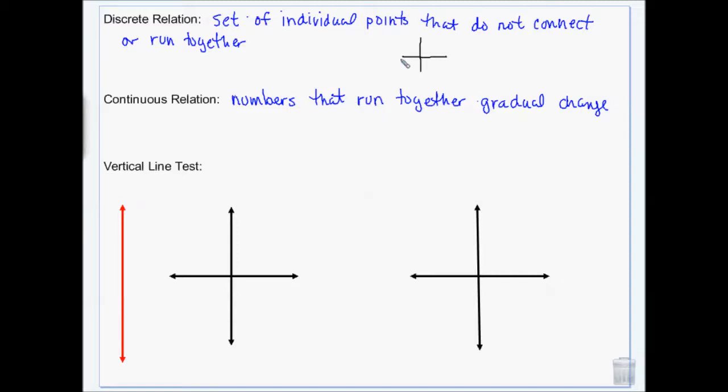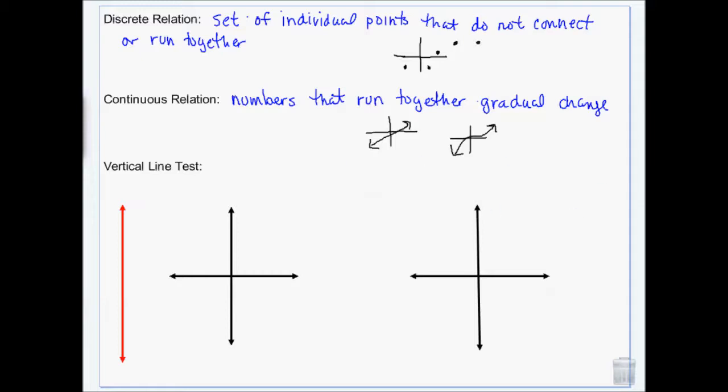They don't blend together. So on a graph, a discrete relation is a set of points. It's just points graphed on. They don't connect. And a continuous relationship would be a line or a curve, but they run together. You connect them. And so these are things that happen gradually. These are things that are set individual.